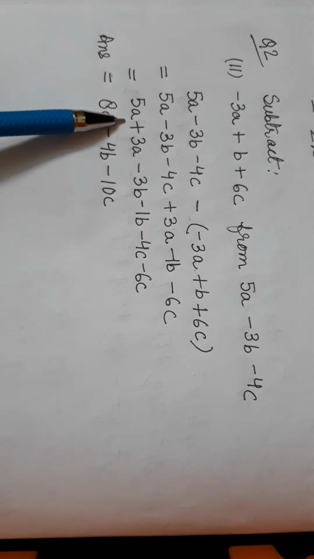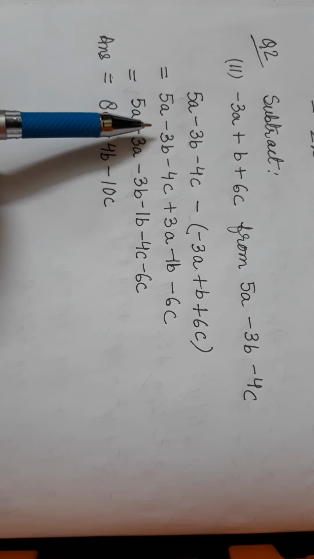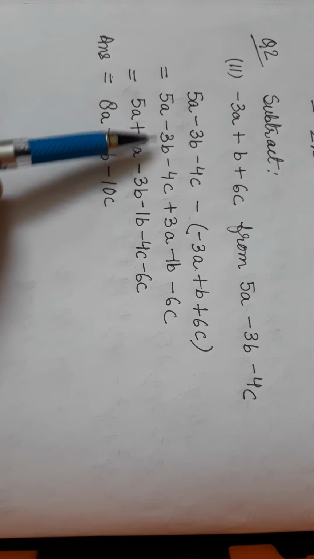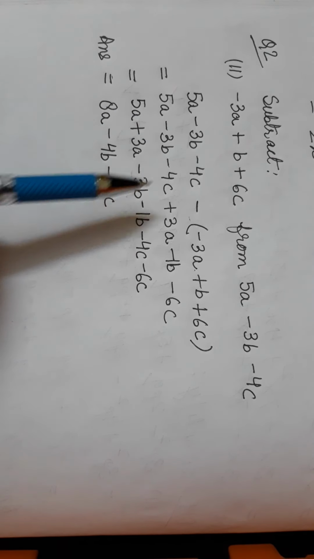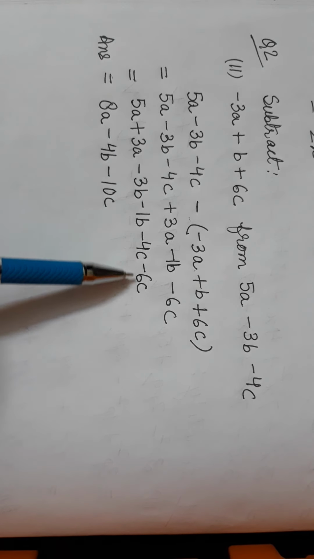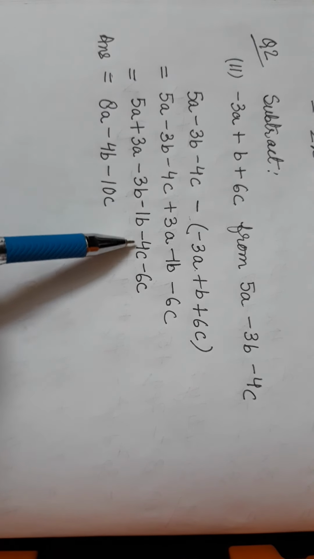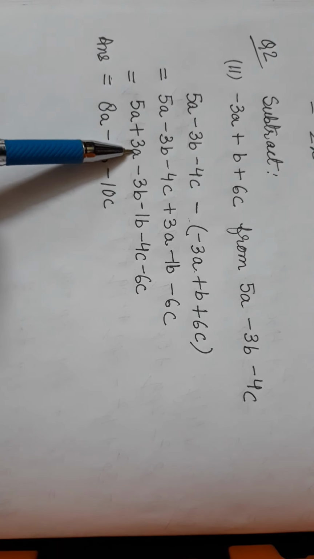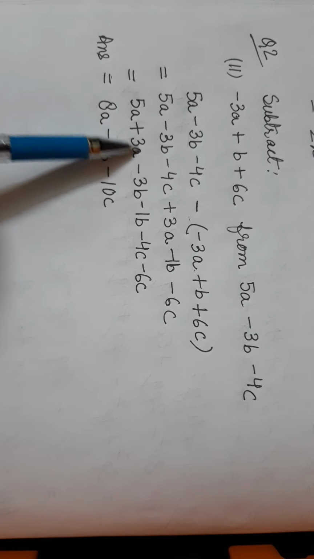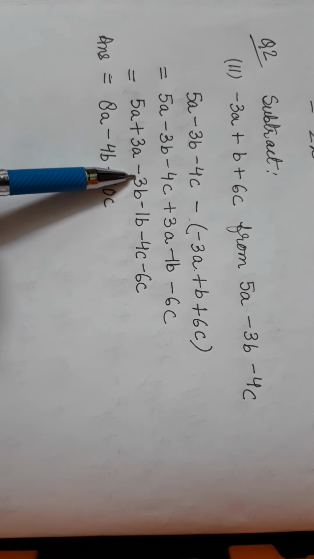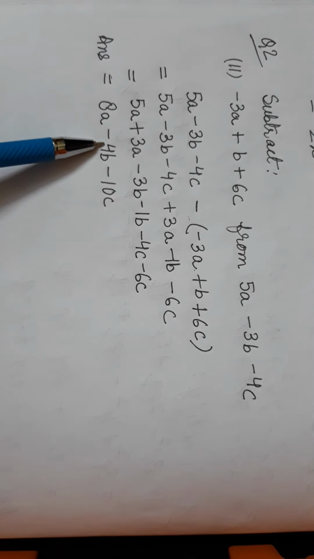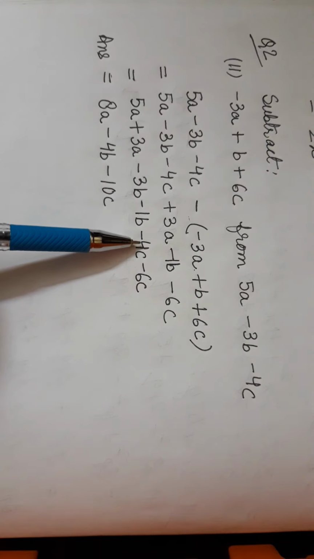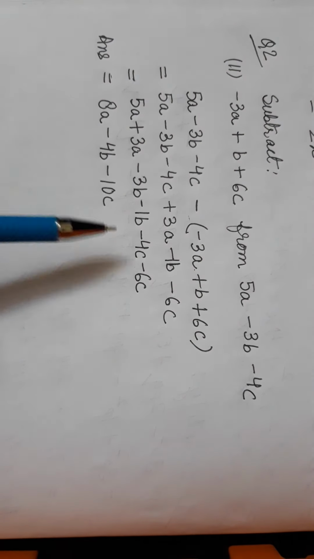Now we bring the like terms together. When we bring the like terms together, here we have 5a plus 3a, then minus 3b and minus 1b, minus 4c and minus 6c. Please remember that whenever we are placing the terms, it has to be along with their sign. Now 5 plus 3 gives you 8, so we get 8a. Minus 3 minus 1 gives you minus 4. Minus 4 minus 6. Minus minus is plus. So we get 10c. So this is our answer.